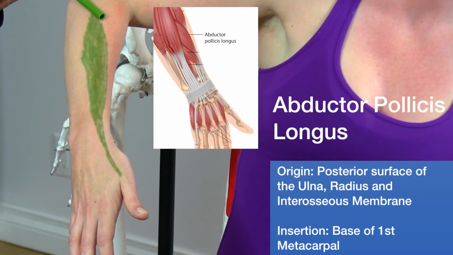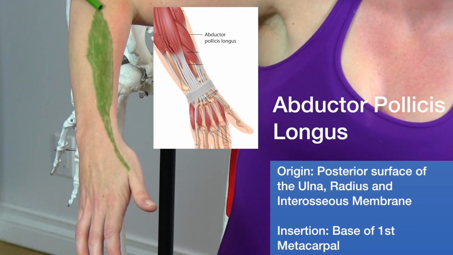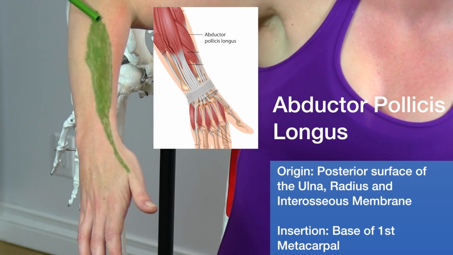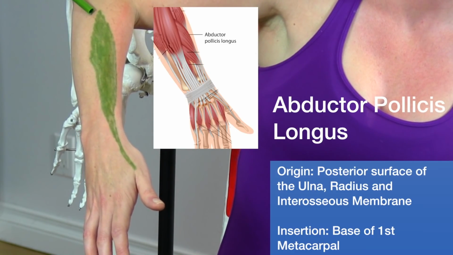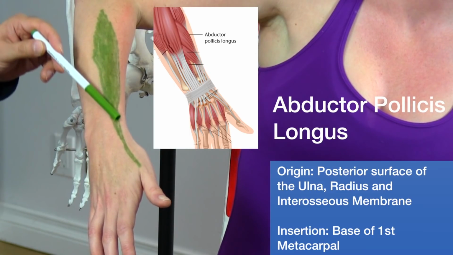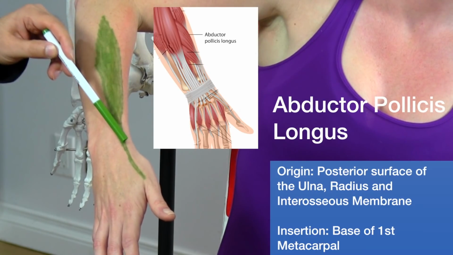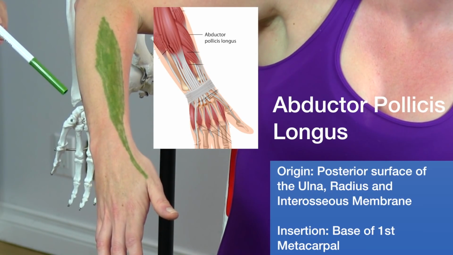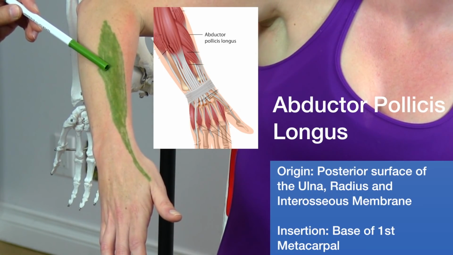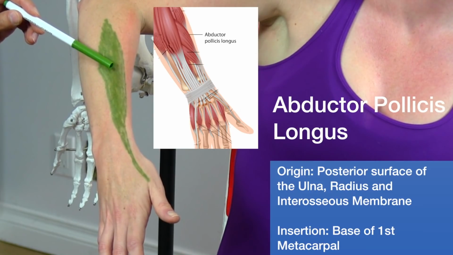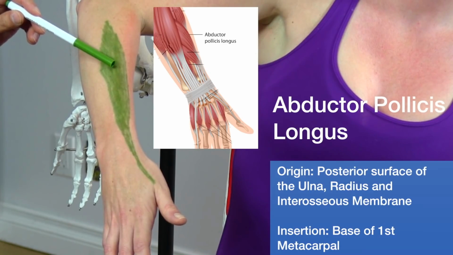The next muscle we'll discuss is the abductor pollicis longus. This muscle arises from the posterior surfaces of the ulna, radius, and interosseous ligament inferior to the supinator. Now, the tendon passes under the extensor retinaculum and inserts on the lateral base of the first metacarpal. The actions of this muscle are anterior medial movement of the thumb, but it also assists in flexion of the wrist and abduction or radial deviation.